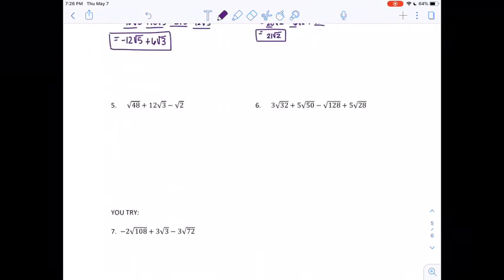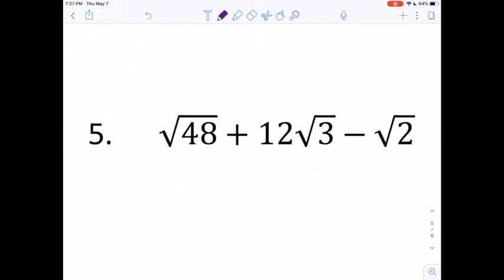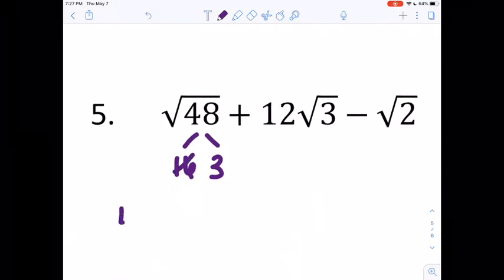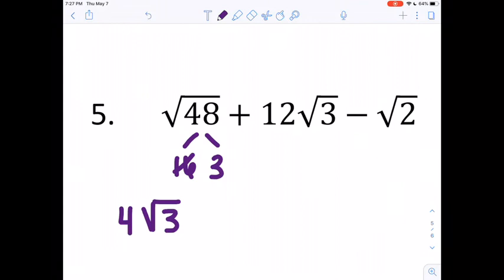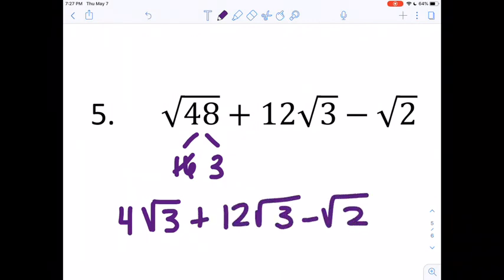Okay, I promise we're almost done. Just 3 more examples. We got to simplify the square root of 48. That's 16 and 3. Make sure you're fully simplifying. So the square root of 16, that's 4 root 3. And then everything else is already fully simplified.